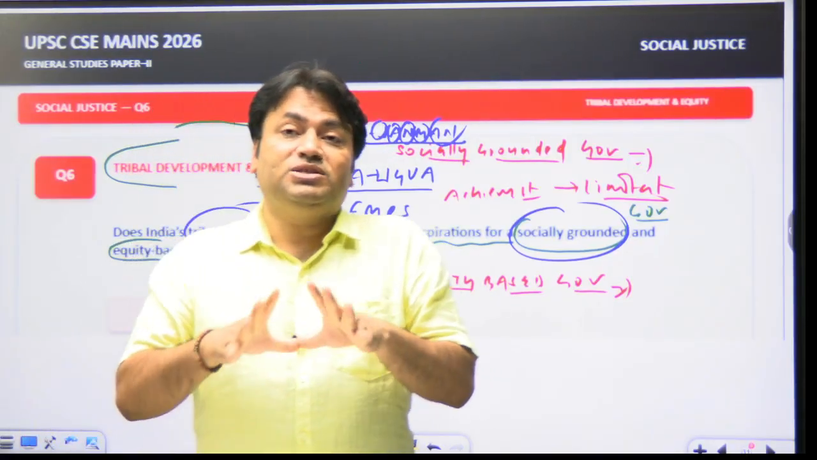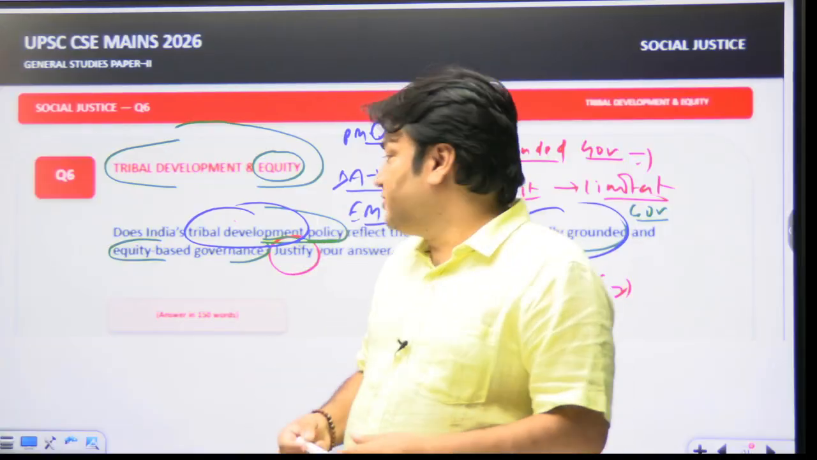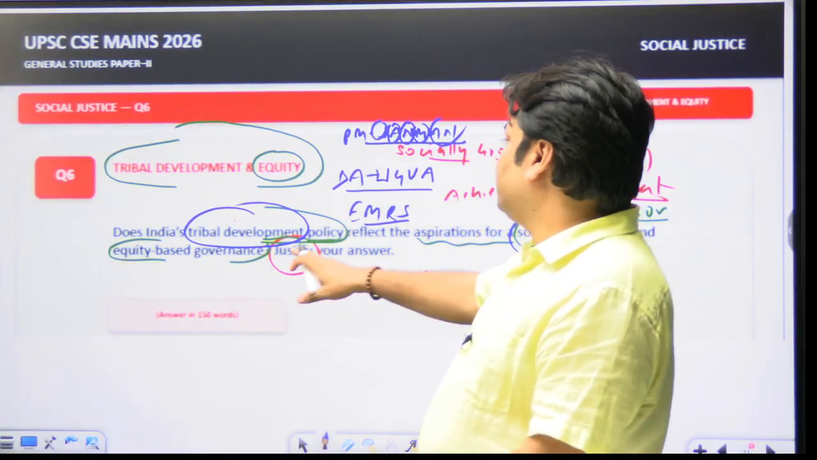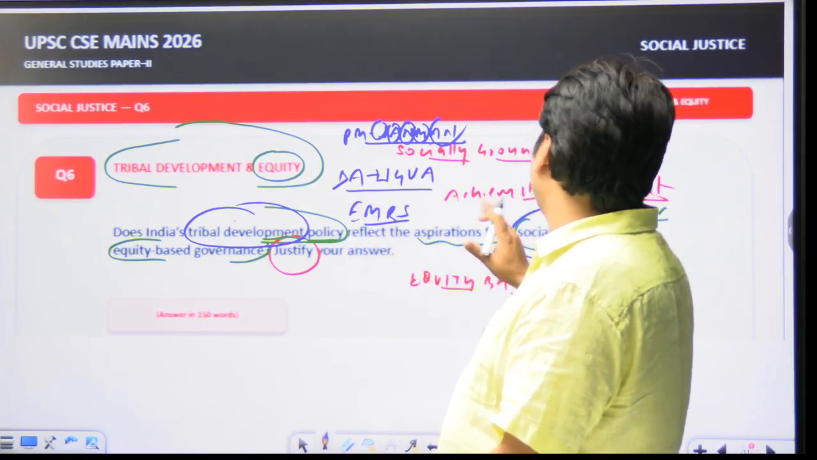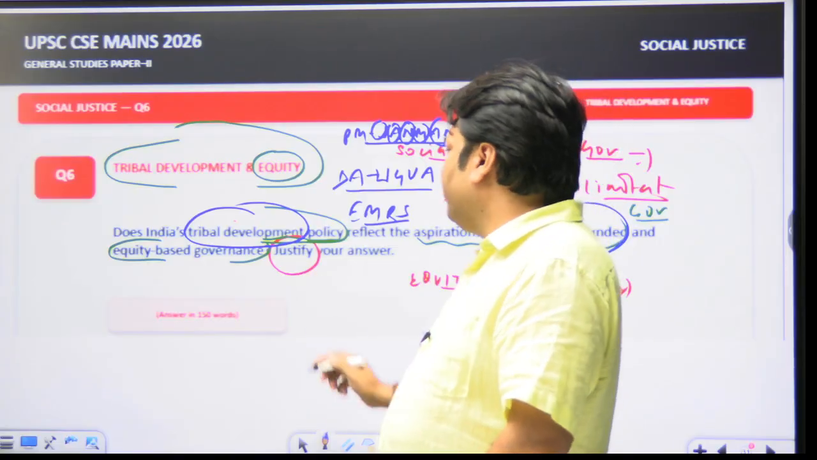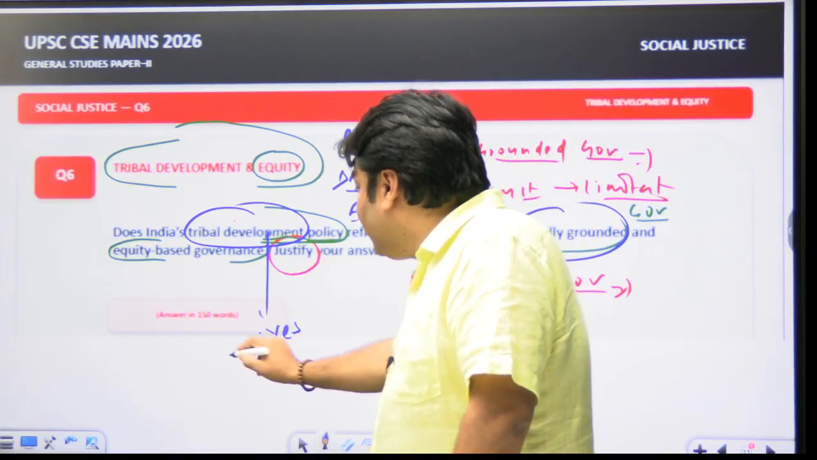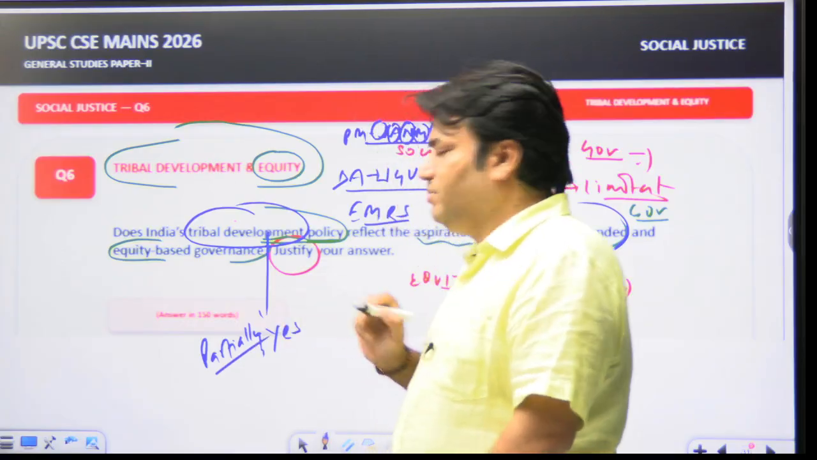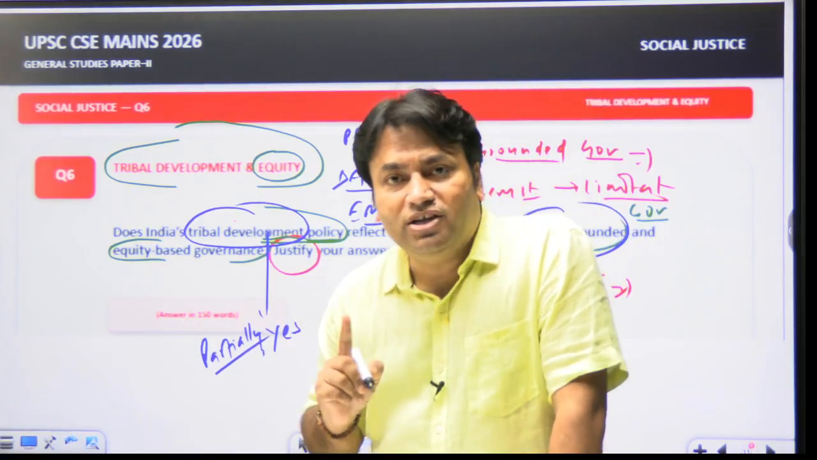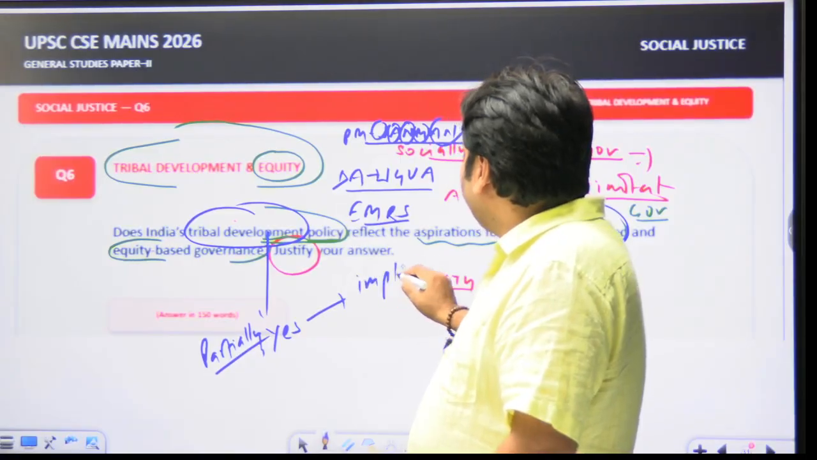Hence the answer is partially yes, but with significant implementation gaps. You will say that the question is asking, does India's tribal development policy reflect the aspirations of socially grounded and equity-based governance? You will say that yes, but not completely. What we are saying, partially yes, because we will discuss limitations also, because there are significant implementation gaps.